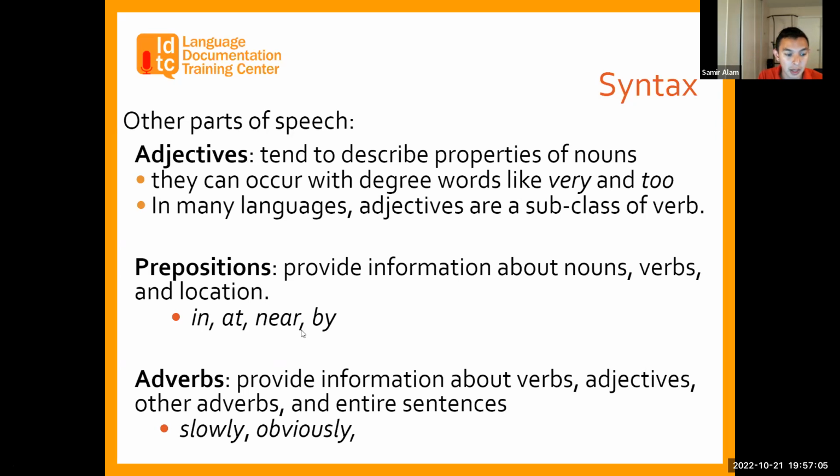And adverbs provide information about the verbs. They basically describe how a verb is done, right? So in English, I would say I walk slowly, I walk quickly. Slowly and quickly are describing the way, the action of walking.